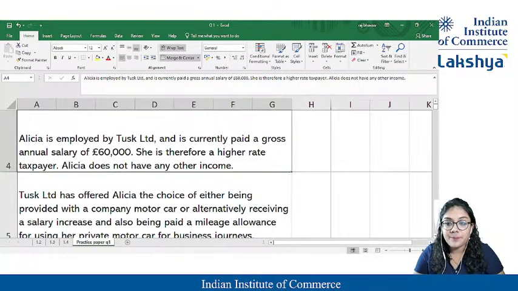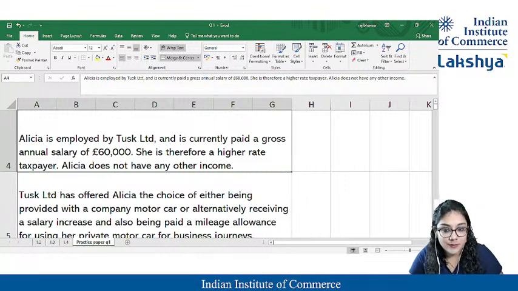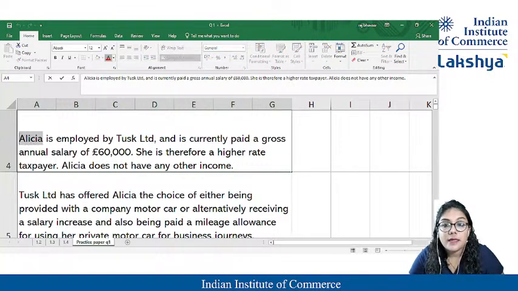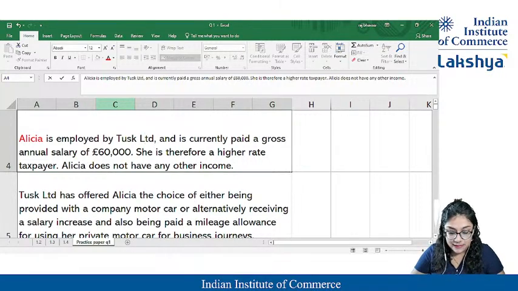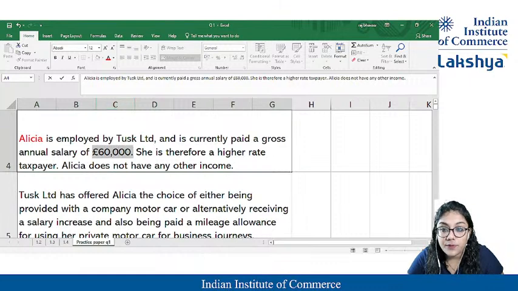For example, Alisa is employed by Tusk Limited. Okay, so who is the employer over here? Tusk Limited is the employer. Over here, Alisa is the employee. So yeah, over here, this is my employee. I need to now find out whose income I want to test. Is it the employer or is it the employee? Let's see. Alisa is employed by Tusk Limited and is currently paid a gross annual salary of £60,000.